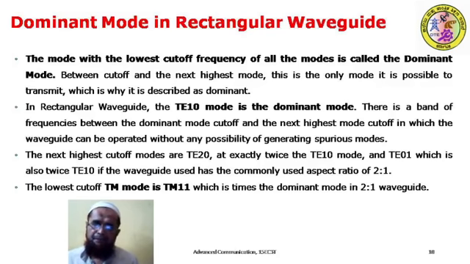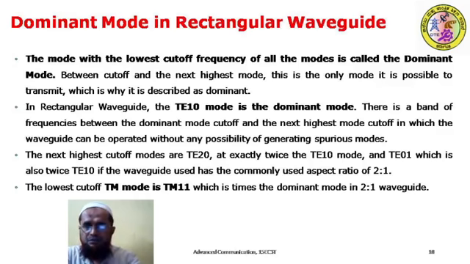I hope you are understanding. Between the cutoff, which is the starting point, and the next highest mode, this is the band where it is possible to transmit. Possible to transmit means we are having very less degradation, very less attenuation, and we are expecting efficient transmission. That particular mode we call as dominant. In rectangular waveguide, the TE10 mode is the dominant mode.